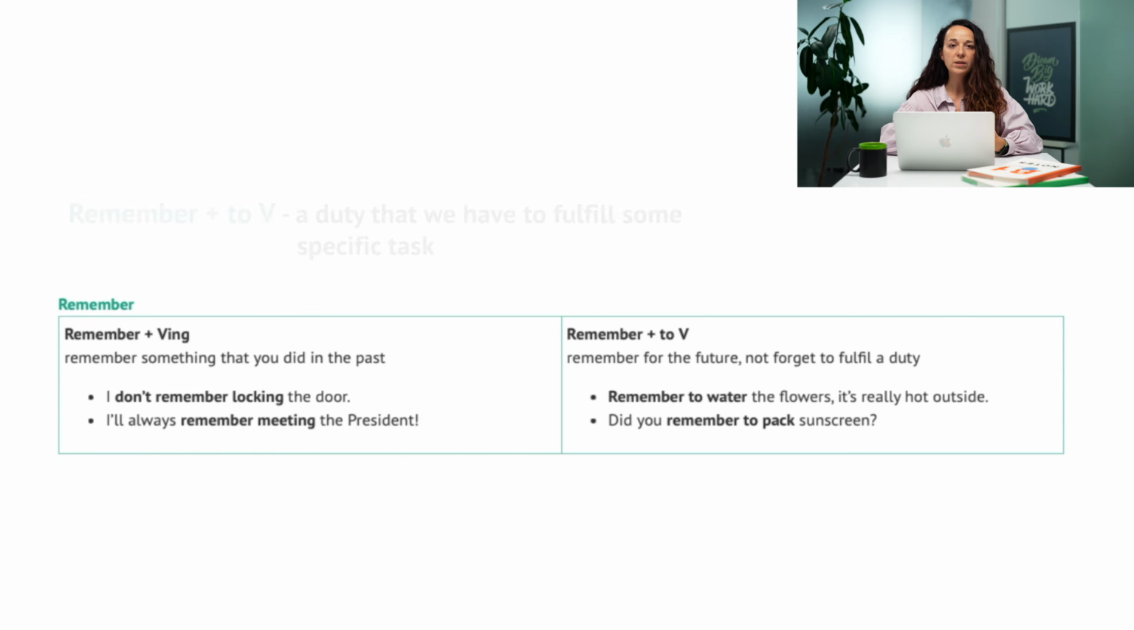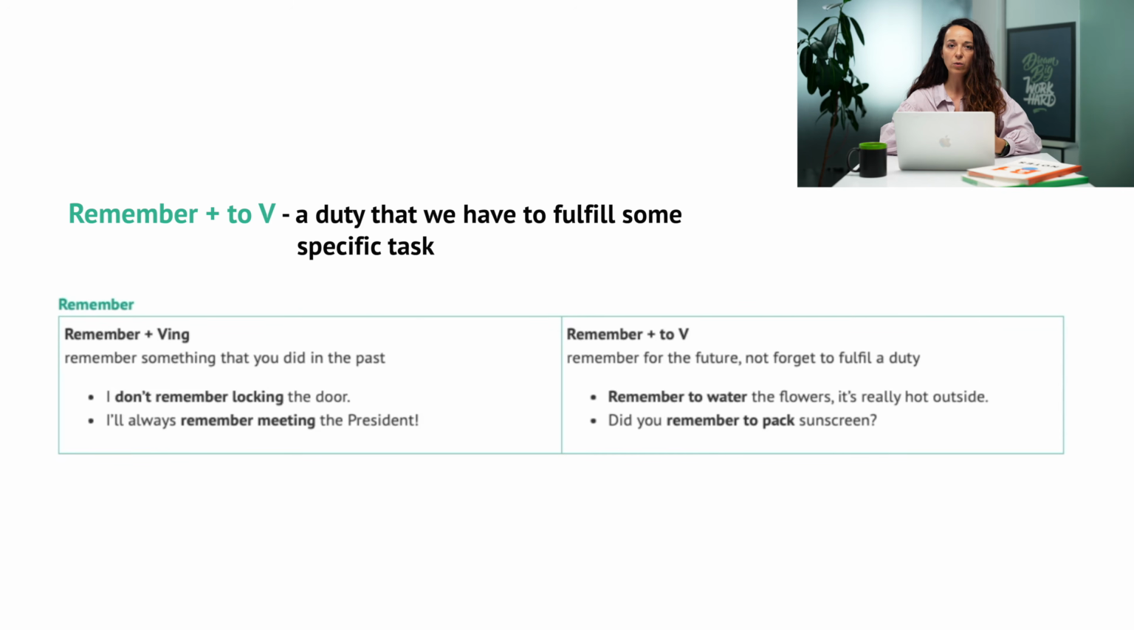Remember. When we say remember to do something, we talk about the necessity of it. It's a duty that we have to fulfill and it's some specific task that we need to do. Basically, first we need to remember about this task and then we need to do it. For example, remember to water the flowers. It's really hot outside. In this case, let's say a mom is telling her son that he needs to water the flowers. Or, did you remember to pack sunscreen? Yes, this one is in the past. So basically I'm asking, did you remember about it first and then packed the sunscreen?